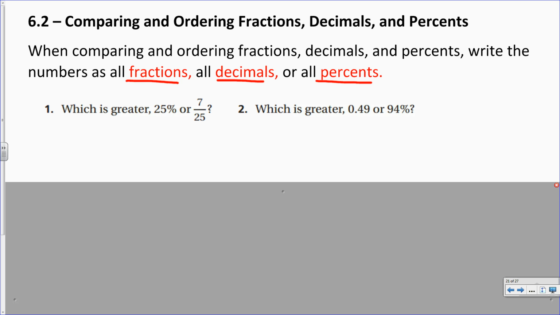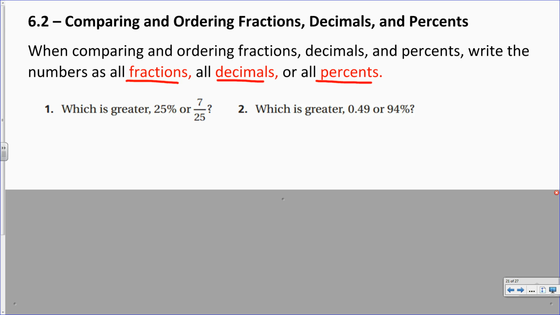So on number 1, it says which is greater, 25% or 7 out of 25. Well, we need to get them in the same format. Just so you know, fractions are the hardest to compare because you do have to have a common denominator, which in this case would not be too hard. But let's go ahead and divide the fraction. 7 divided by 25 gives you 0.28. And as a percent, that's 28%. So now you can compare these, and you can say that 7 over 25 is the greater number because 28% is greater than 25%.